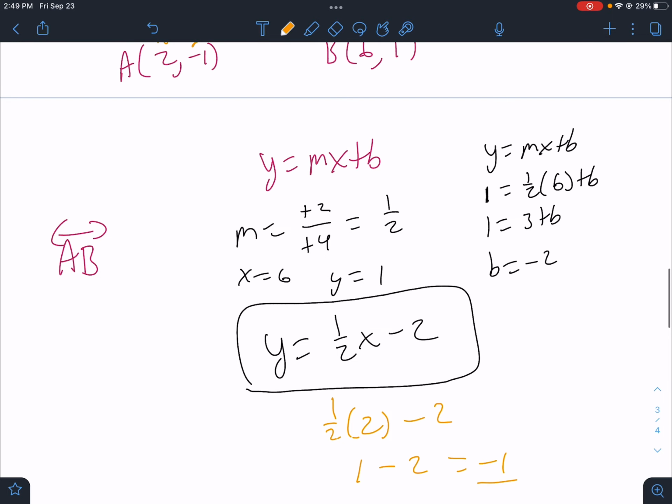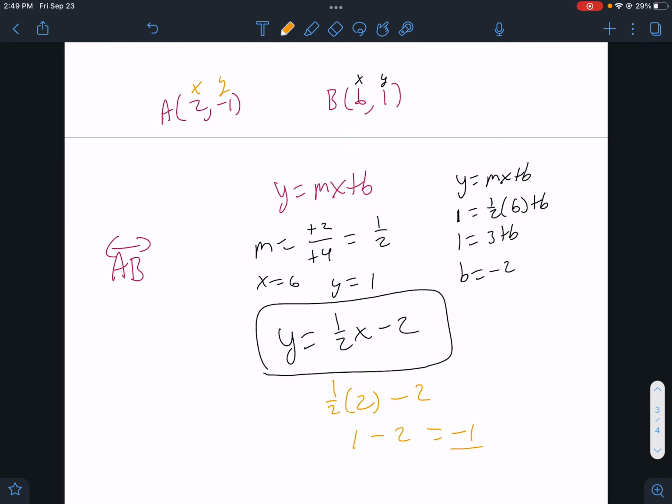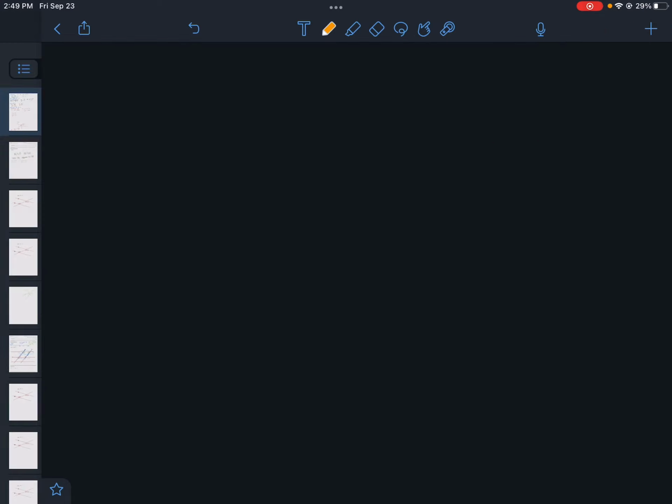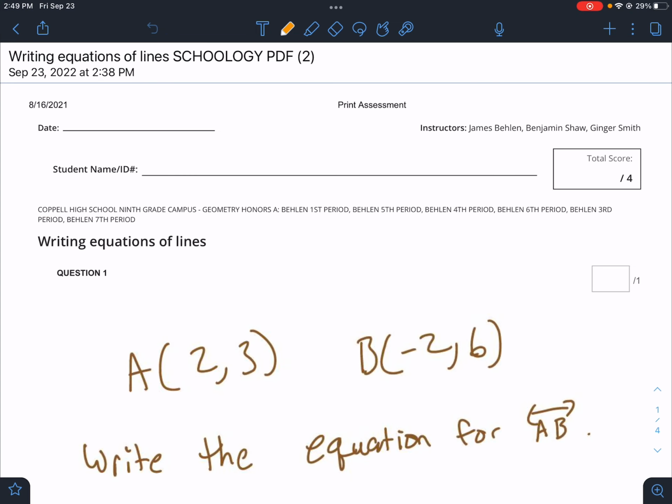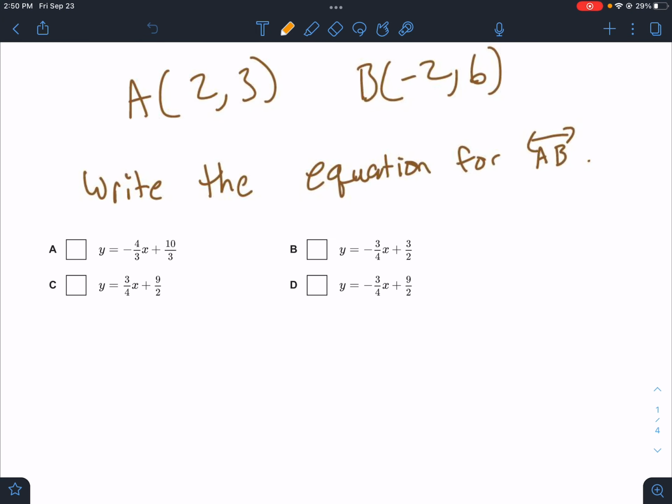All right, so that's how you write the equation of a line. You plug it into y equals mx plus b. You have to find the slope first, and then you have to use one of the coordinates that the line goes through. So let's go work some problems out. Let's start with this one. Write the equation of line AB.